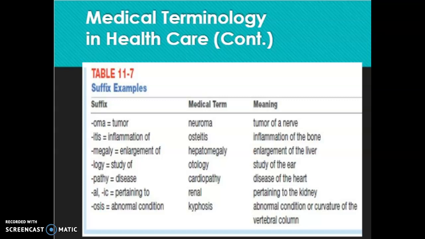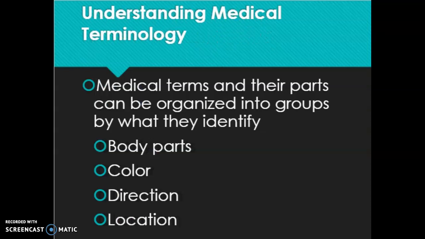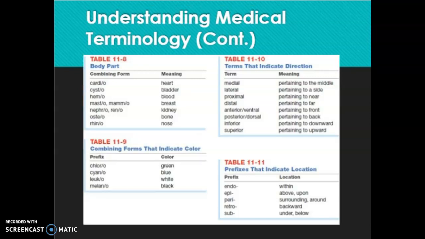So that just gives you a few more word parts to memorize. Medical terms and their parts can be organized into groups by what they identify. There could be body parts, color, direction, location, any of those. And here's a whole bunch of terms for you to look at, but these are the common terms. These are things you're going to want to know. Cardio is heart, cysto is bladder, hem or heme is blood, mast or mammo is breast, neph or ren is kidney, oste is bone, and rhino is nose, like rhinoplasty is a nose job. And then for the colors, chlor is green, cyan is blue, leuc is white, like a leukocyte.